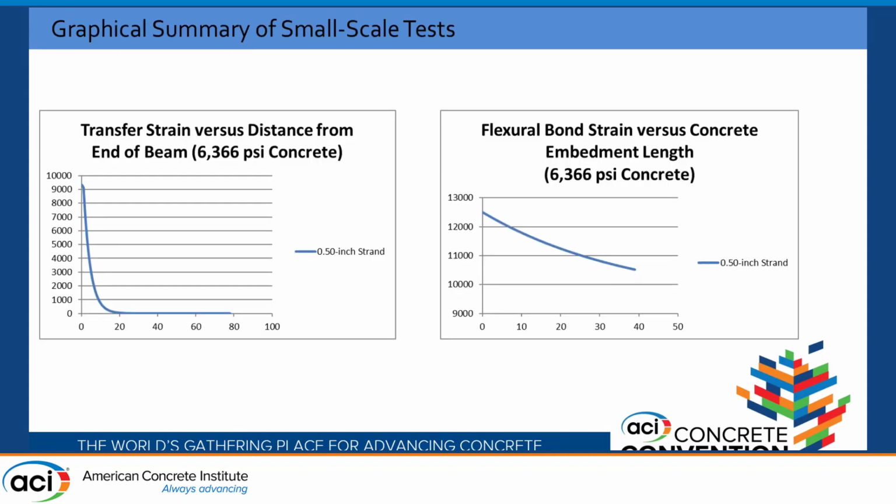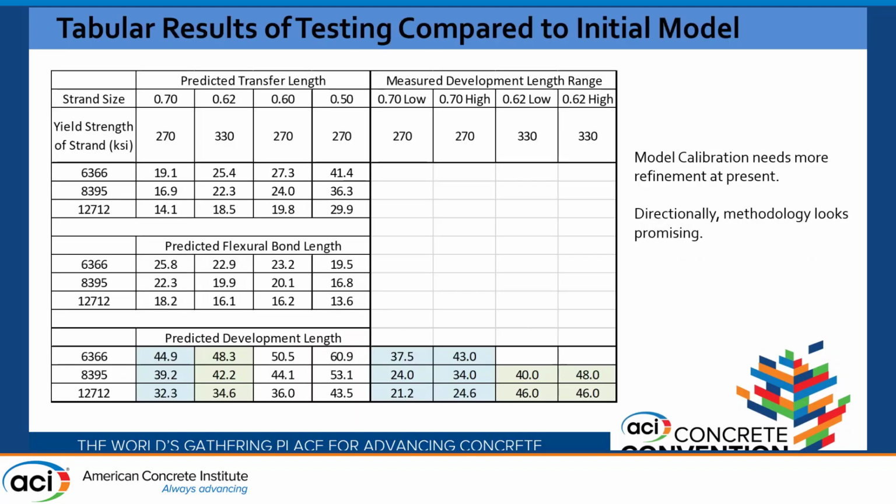And if you plot them, you get curves similar to this, where the transfer strain kind of models out. This is 4.5-inch strand, 270. At that compression level, and I did it for a number of them, and then this would be the flexural bond strain as it develops. So I created a predicted length for each of these, and then I compared them to the testing that we did. And if you'll see in blue there, the actual predicted length that we did with the 6366 was about 44.9 on this model. Actual test results came in to about 37.5 to 43. So it's in the realm of reality.